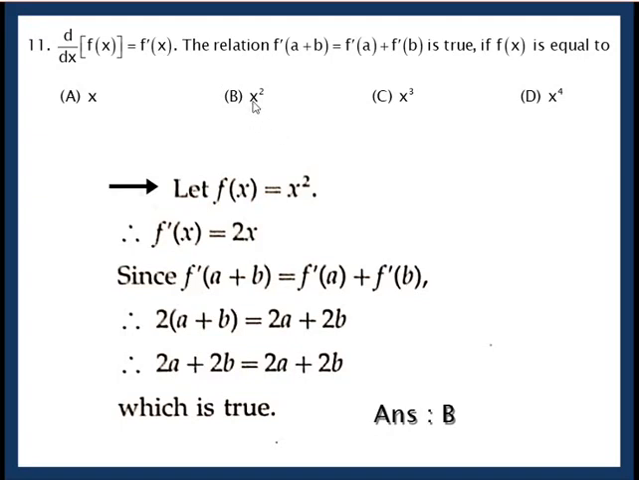You will notice that for the option f of x equal to x square, what is f dash of x? 2x. What is f dash of (a plus b)? 2 into in bracket a plus b, that is 2a plus 2b. What is f dash of a? f dash of a is nothing but 2a and f dash of b is 2b. Yes, they are the same. So the function must be x square. The correct option is B, Bombay.